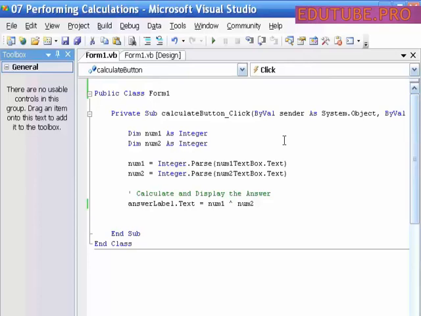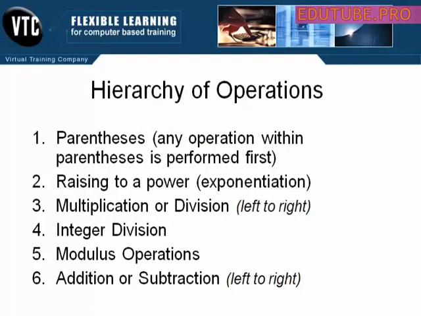Another key factor in performing arithmetic operations is the order of operations, otherwise known as the hierarchy of operations. The hierarchy of operations follows the same basic rules of algebra. That is, you can use parentheses, and any operation within the parentheses is performed first. You can in fact use multiple sets of parentheses, and the innermost parentheses of those multiple sets is performed first. You can use exponents, or raising to a power. That's the second level of hierarchy.